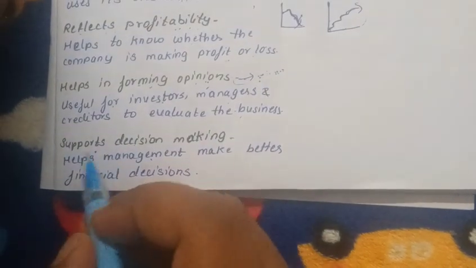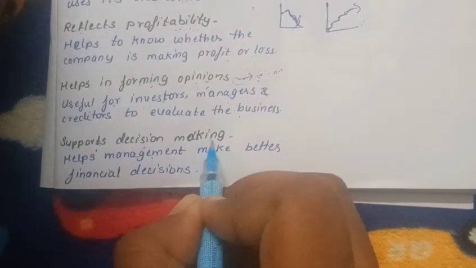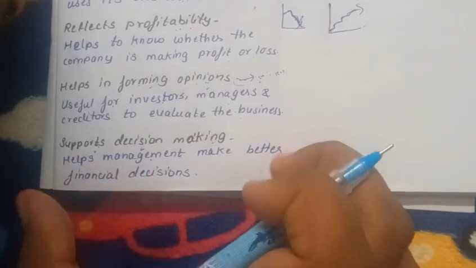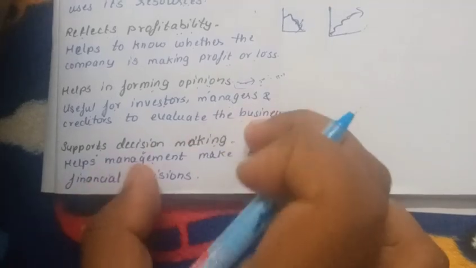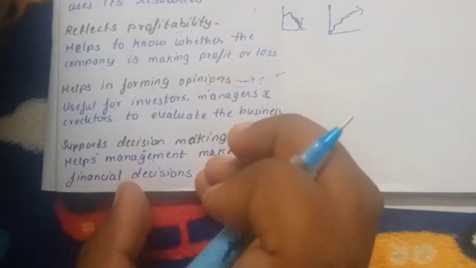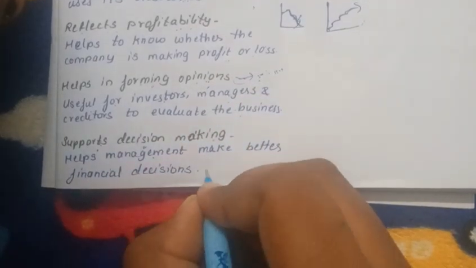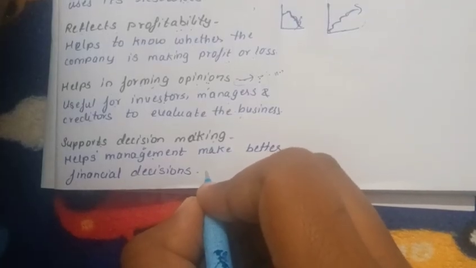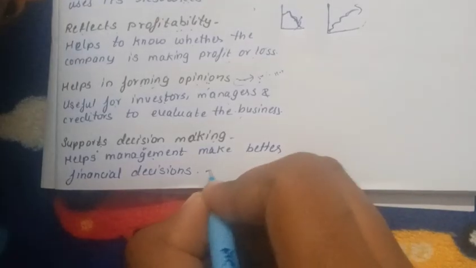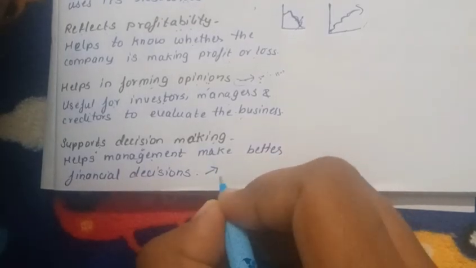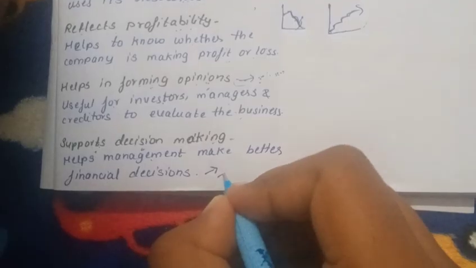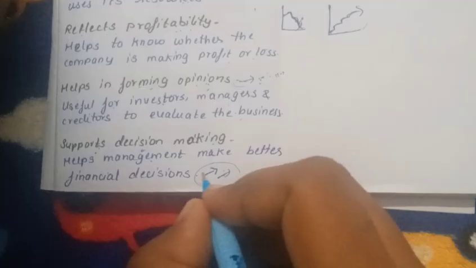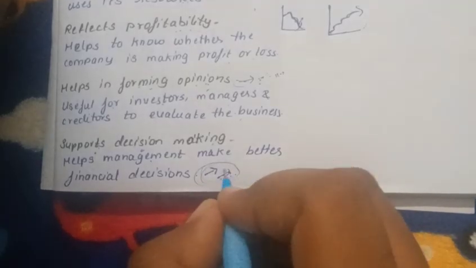Okay, next, supports decision making. What does supports decision making mean? It will help the management to make financial decisions. For example, does the company need any improvement, or should it continue the way it is going now? So they can take a better decision for the company.